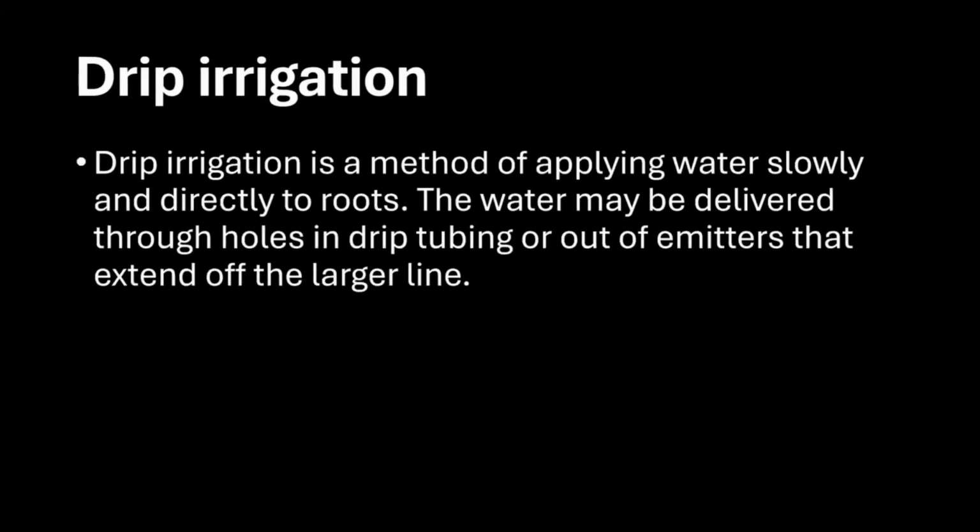Drip irrigation. Drip irrigation is a method of applying water slowly and directly to the roots of plants. The water may be delivered through holes in drip tubing or out of emitters that extend off a larger line.